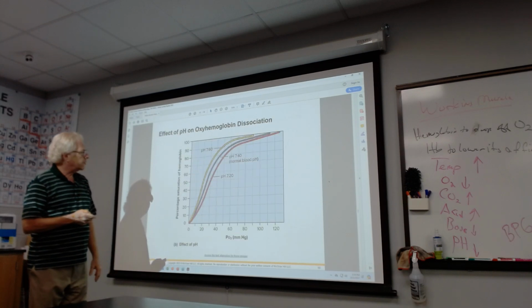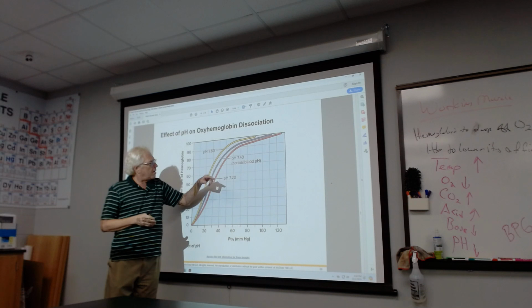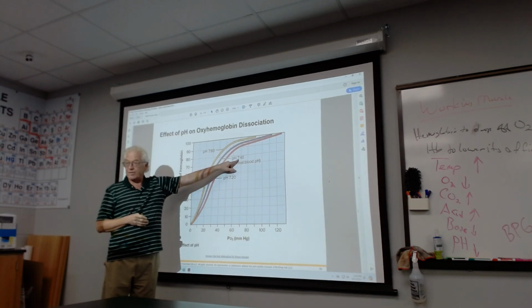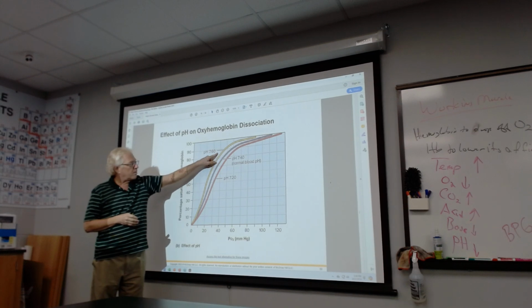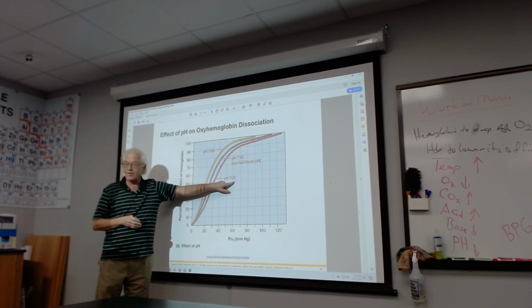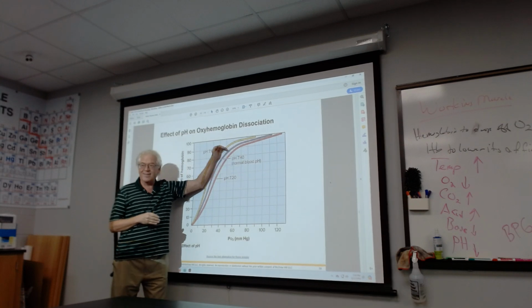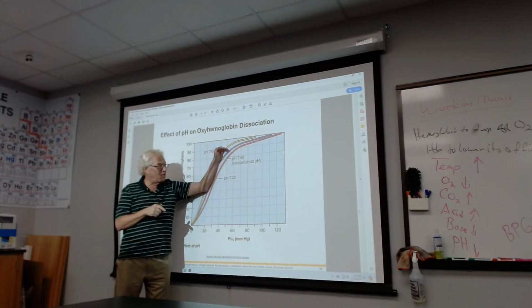Now, look at this. Here's my normal curve with my normal pH between 7.35 and 7.45, right? What's my pH doing here? Getting more basic. What am I doing here? Getting more acid. And what happens when I'm more basic? Just like when I'm colder. What's happening when it's more acidic? Just like when it's hotter.